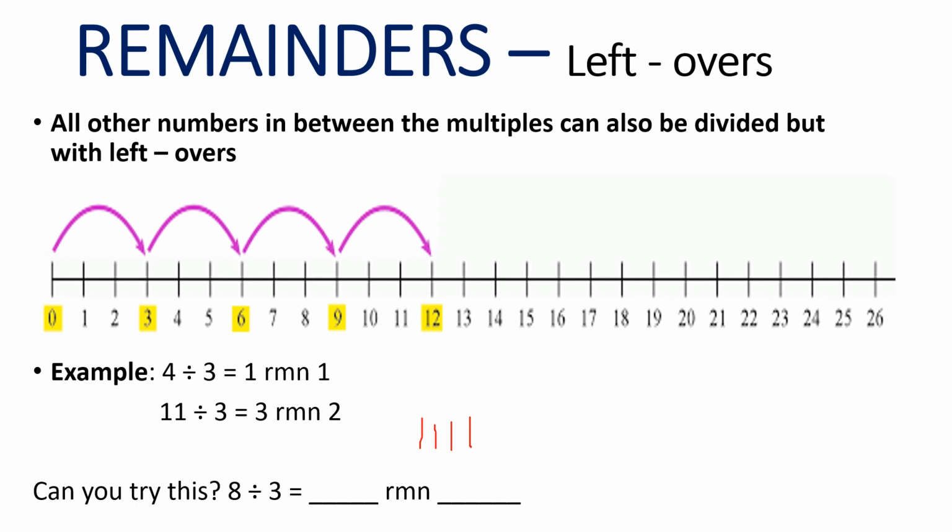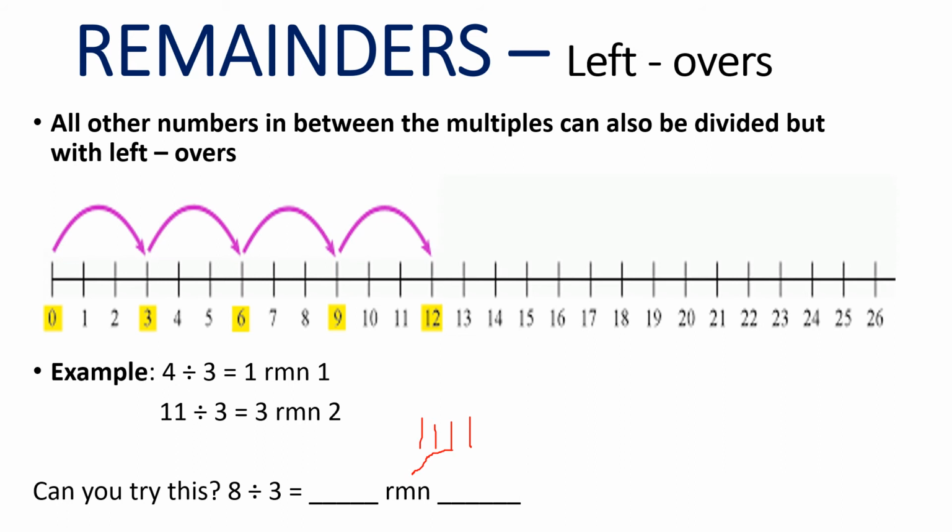1, 2, 3. How many groups were we able to make? Just one group, and we have one single one left over here. So our answer will be what? 1, remainder 1, because we have only one group, remaining 1 only. Okay, so that's the answer, 1, remainder 1.